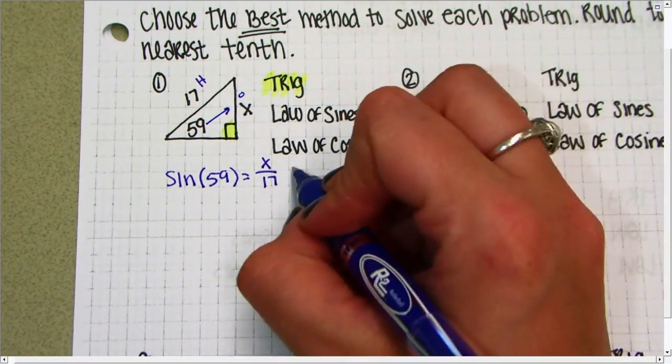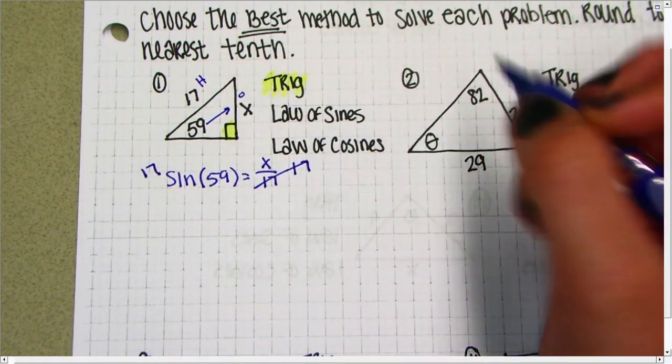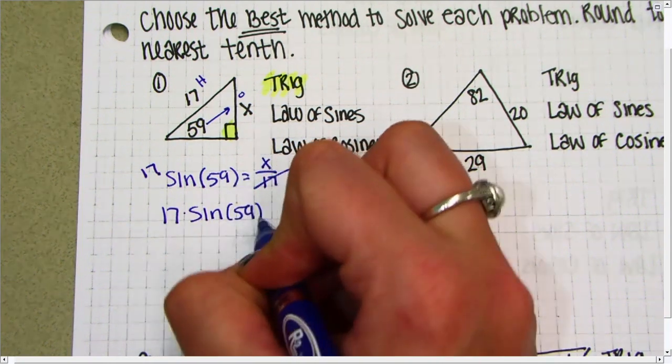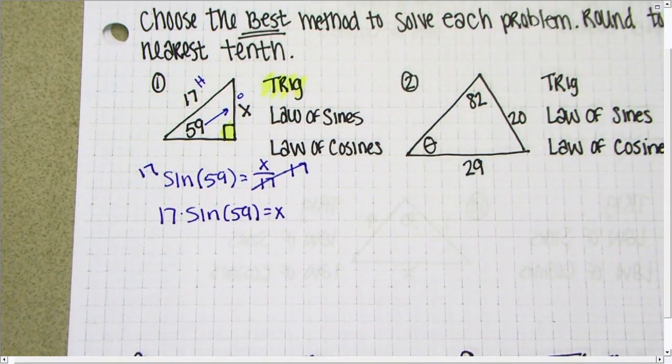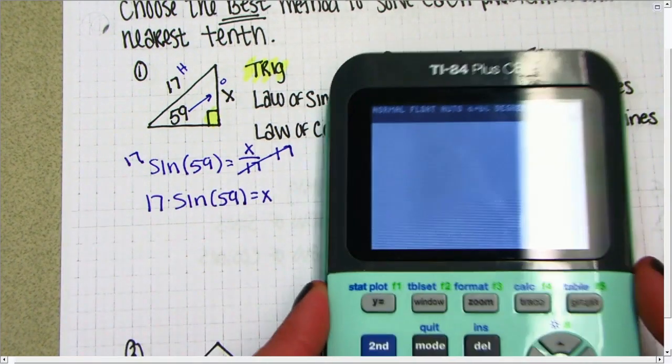To solve this problem, I'm going to multiply both sides by 17. This cancels, and I'm left with 17 times sine of 59 equals X. Since X is now isolated, I can pick up my calculator and type in my trig function.